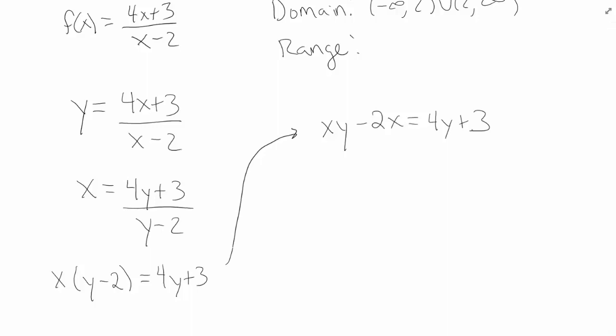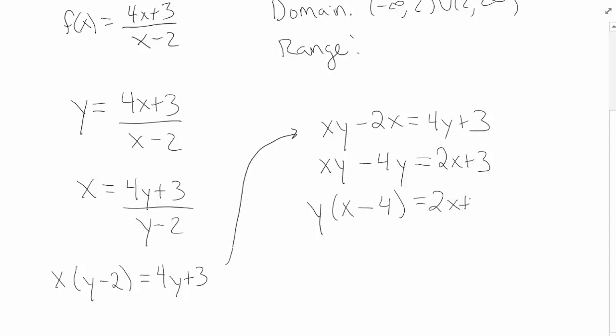It doesn't matter which side you pick, but I'm going to go with everything with the y's on the left-hand side. So that means I'm going to subtract 4y from both sides, and I'm going to add 2x to both sides. So I added 2x to both sides and subtracted 4y from both sides. So now you can see everything on the left has a y involved. So if you factor out a y from the first term, you're left with x, second term, you're left with 4. And then the last thing to do is to divide by x minus 4 to get that y all by itself. So this is my inverse.